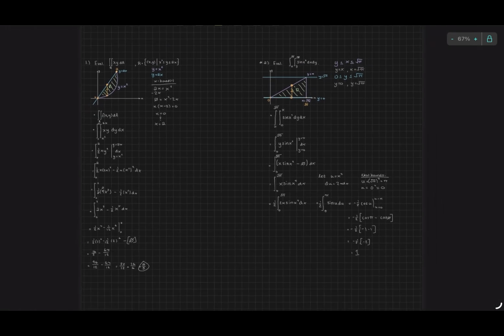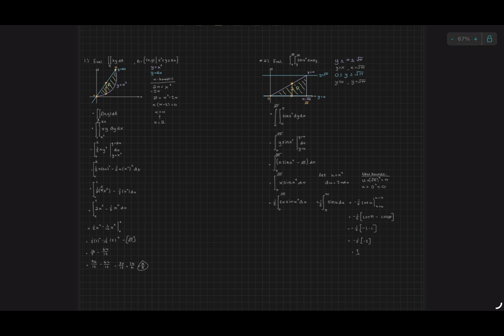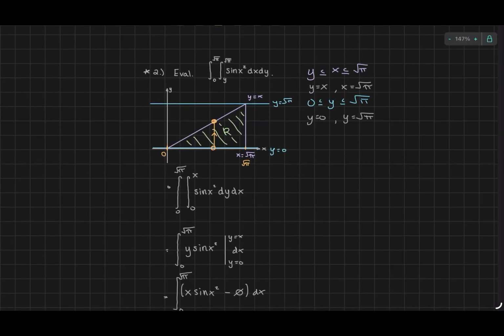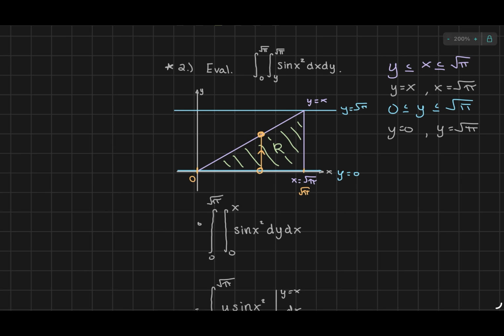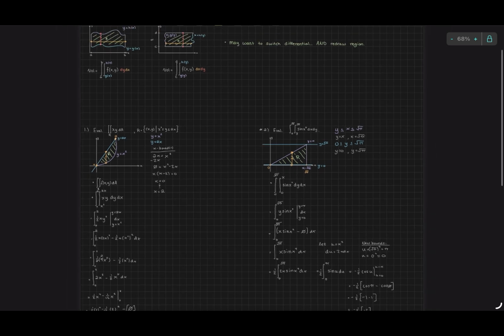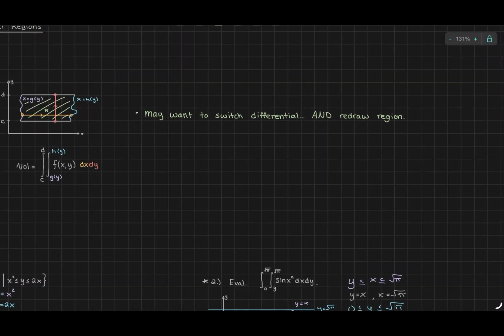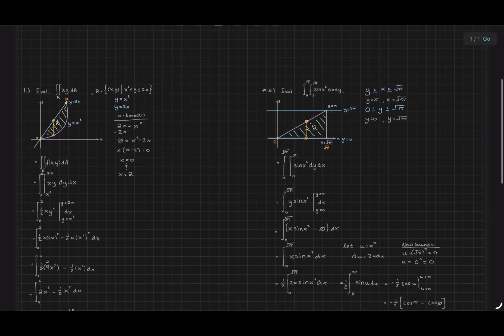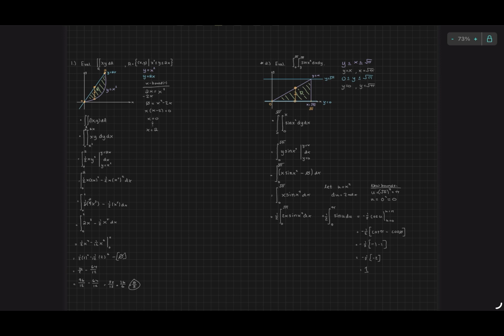So perhaps that was a good motivator for why we need to switch our differential again, but this time it wasn't so easy. This time we had to redraw our region, and we also had to remake our bounds. We changed our bounds from 0 to root pi to 0 to root pi again, conveniently enough, and then our inner bound went from y to root pi to 0 to x. So the main takeaway from our general regions is that when we want to switch our differential, or perhaps even when we need to, we're going to have to redraw the region as well. It's not always going to be as easy as it was in rectangular regions.